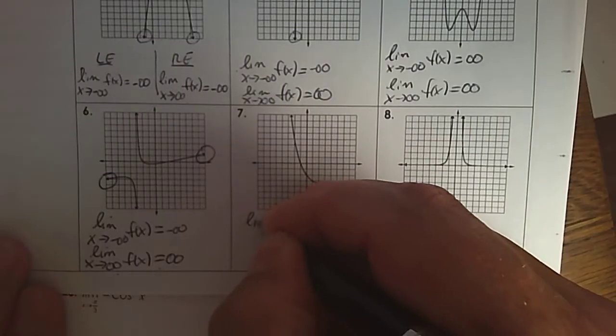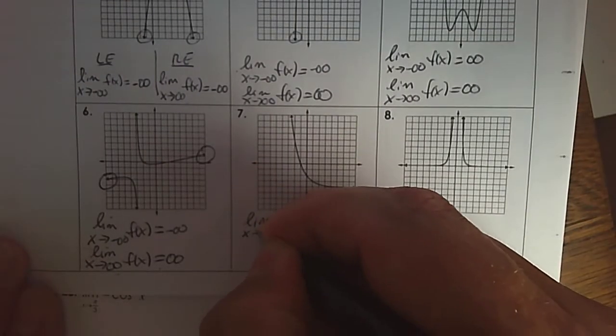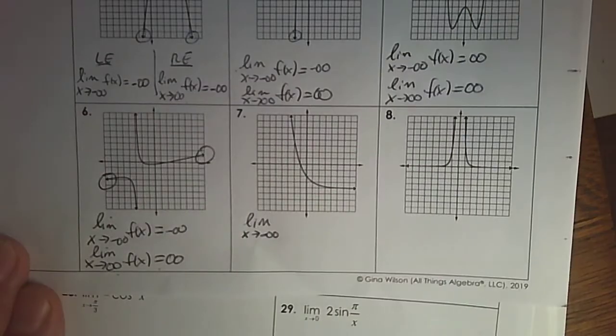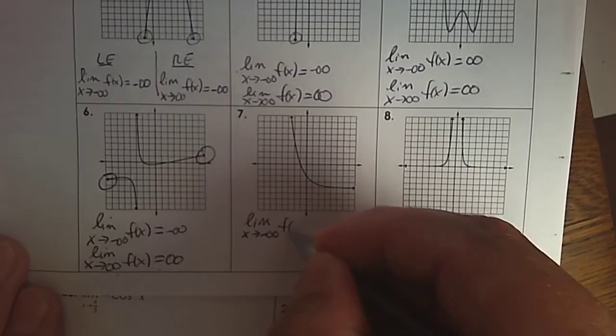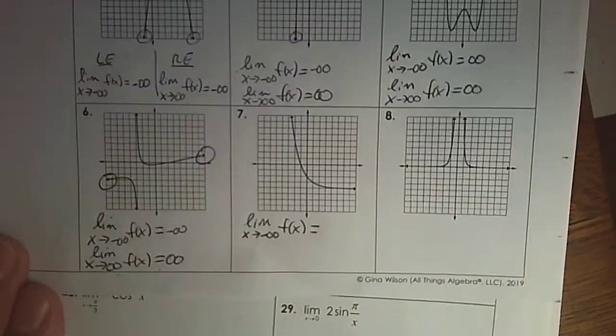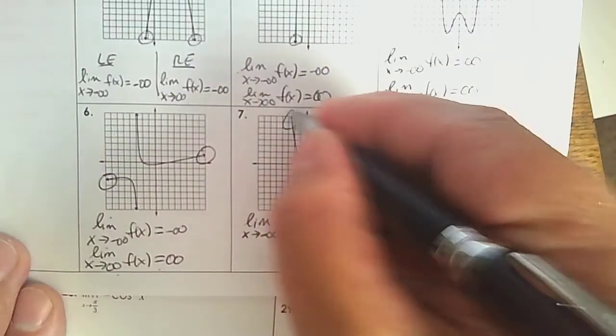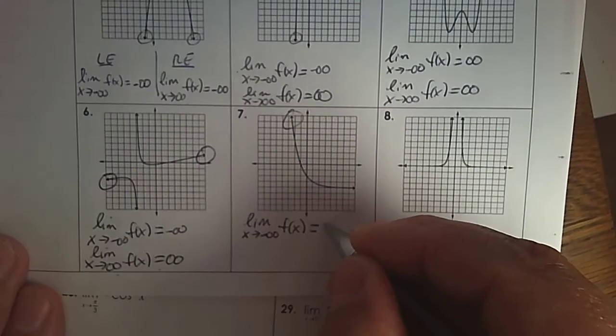Let's try it. Limit as x approaches negative infinity. That's left end. Of what? Of f at x. Write it down. Equals. Well, where is the left end going? It's going up, so it's going to infinity. Let's look at the other end.